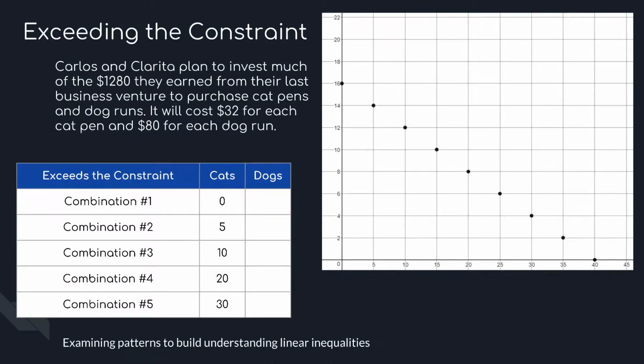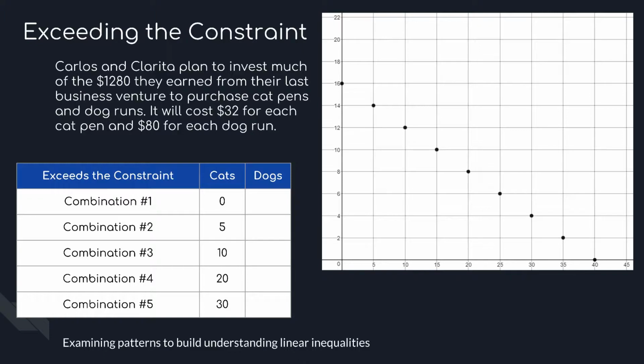Now let's look at exceeding the constraint. Notice I still have our graph visible on the screen. This is because I want to take the number of cat pens, and all I want to do is add in extra dog runs, because I know that if I was able to meet them exactly before, extra dog runs are going to cause us to exceed that constraint.